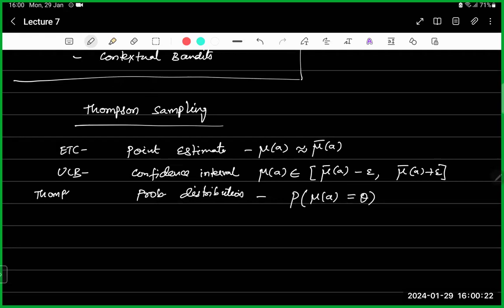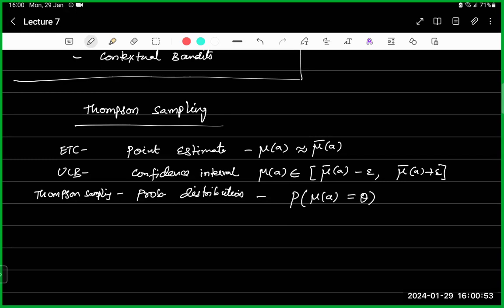In Thompson sampling, we'll try to maintain a probability distribution. Initially, maybe we do not know anything about the true mean. Let's say you haven't played anything till now, and you know that the range of the random variables is between 0 and 1. Then the only information you know is that the true mean belongs to 0 to 1.